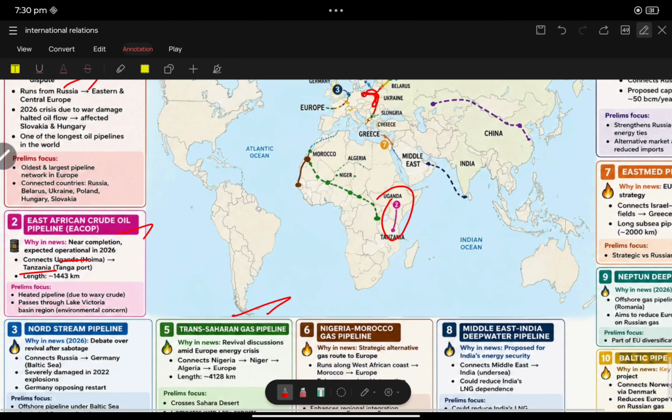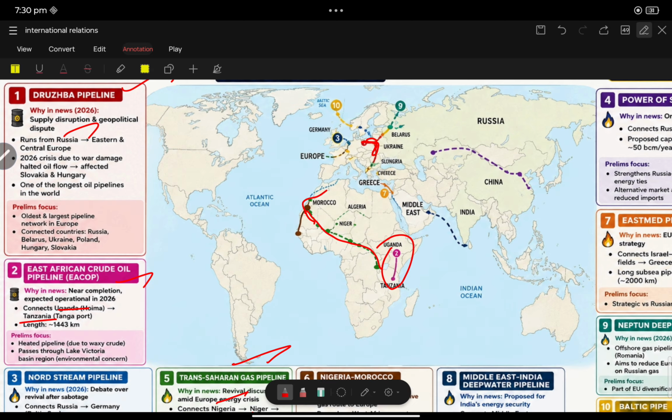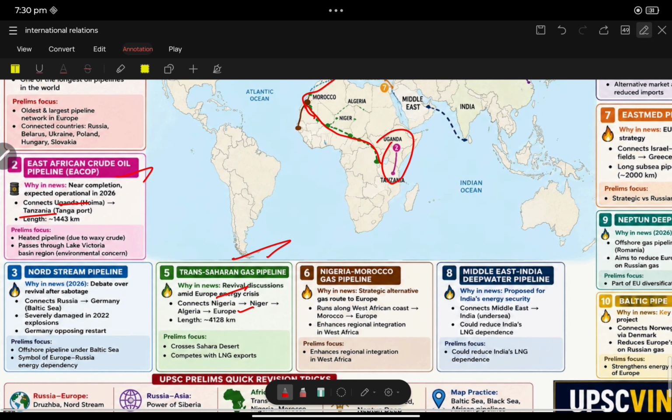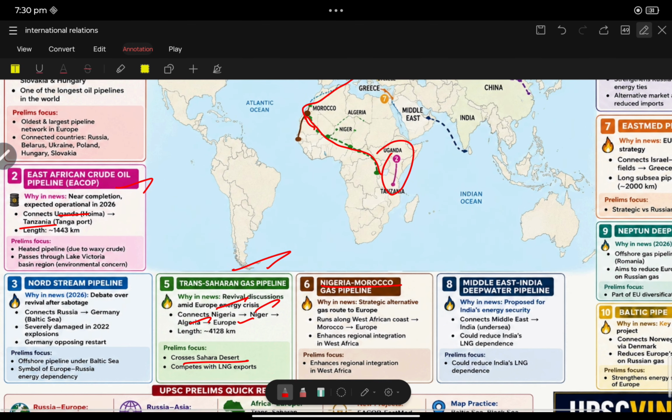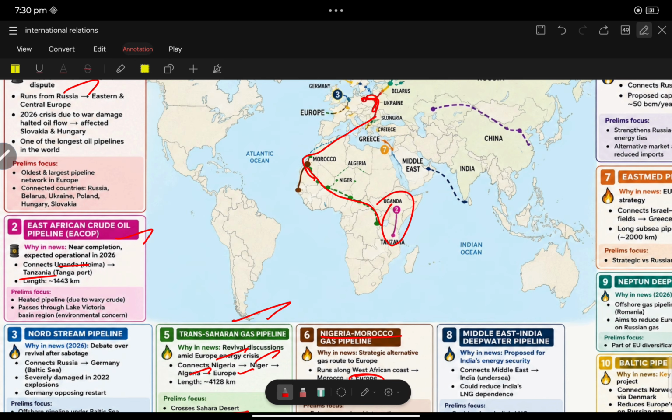Trans-Saharan gas pipeline, Nigeria to Europe. So, Nigeria, Niger, Algeria, Europe. Okay, so it is cross-Saharan. It passes through the Sahara Desert. Nigeria, Morocco gas pipeline. This also gives, major gas pipelines are linked with Europe. They are supplying gas to Europe.